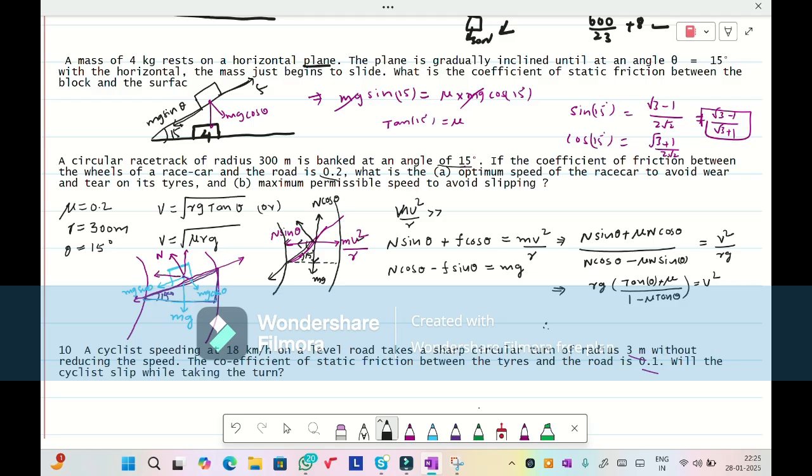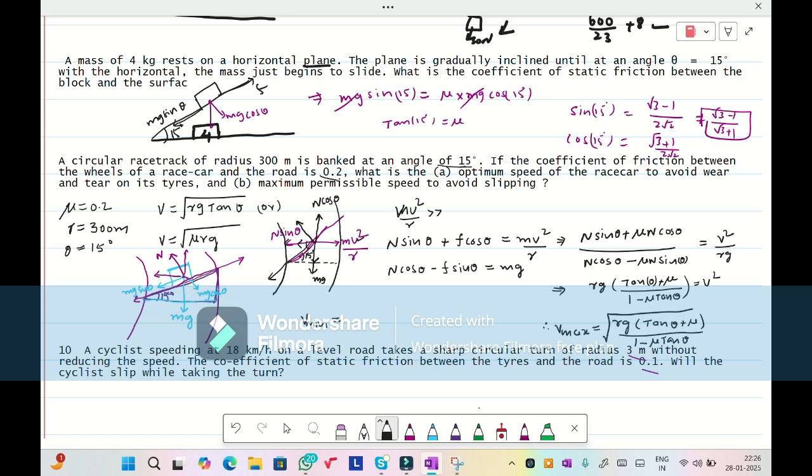So therefore, to remember while solving problems, for maximum speed the denominator should be less. That's why the numerator is tan theta plus mu and the denominator is 1 minus mu tan theta.